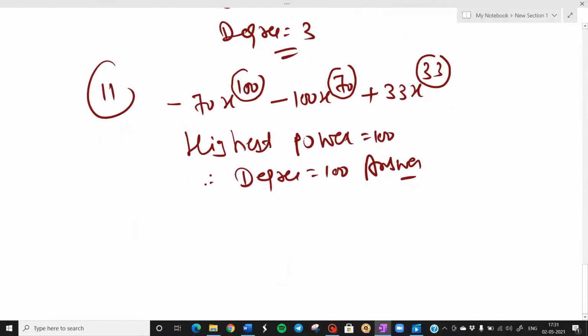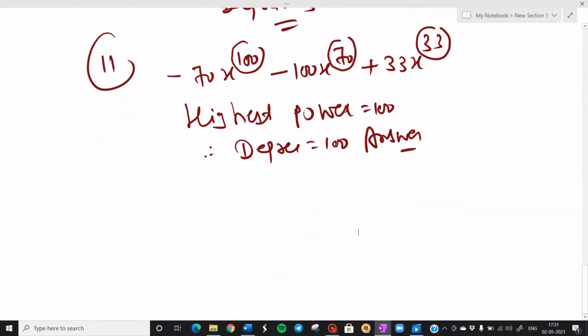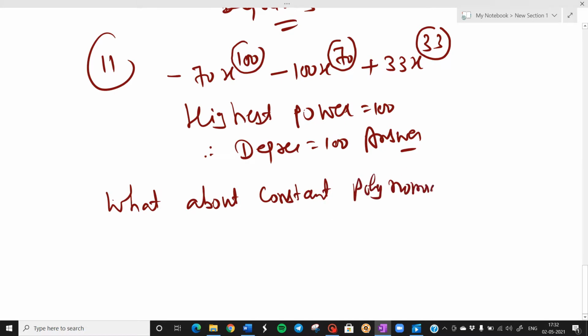And now we have to discuss the types of polynomials. And what about the degree of the polynomial? See, the question arises: what about constant polynomials? What will be the degree of a constant polynomial? Constant means any real number.